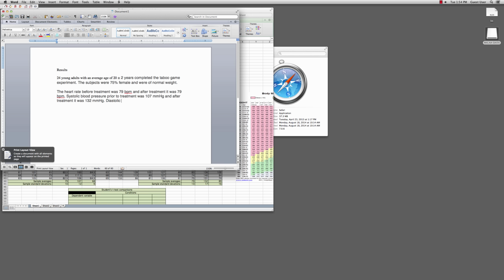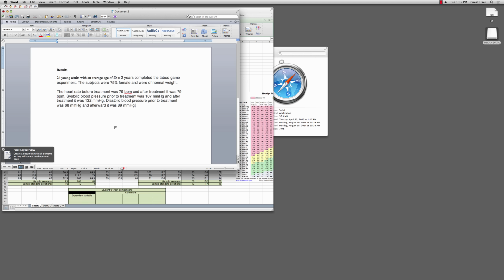Diastolic blood pressure prior to treatment was 69 millimeters of mercury, and afterward it was 89 millimeters of mercury.